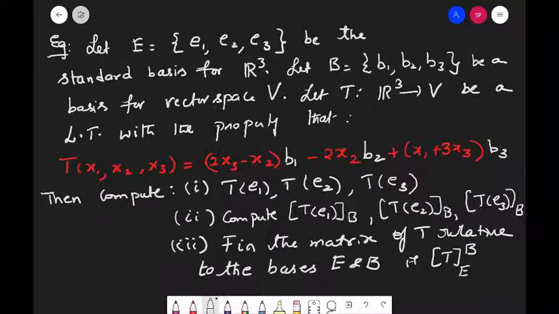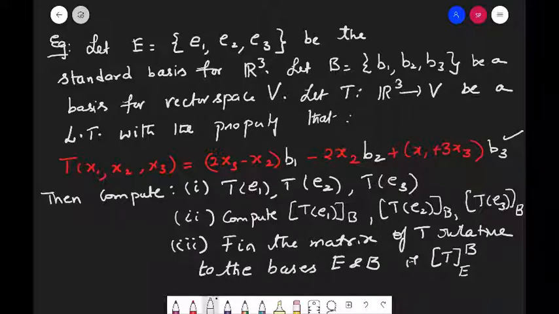Now let us look at this example. Let E, the set containing E1, E2, E3, be the standard basis for R3. Let B, the set containing B1, B2, B3, be a basis for vector space V. Then let T from R3 to V be a linear transformation with the property that T of x1, x2, x3 is equal to 2x3 minus x2 into B1 minus 2x2 B2 plus x1 plus 3x3 into B3. So here you can observe this linear transformation formula is given as a linear combination of B1, B2, B3, that you have to observe in this problem.